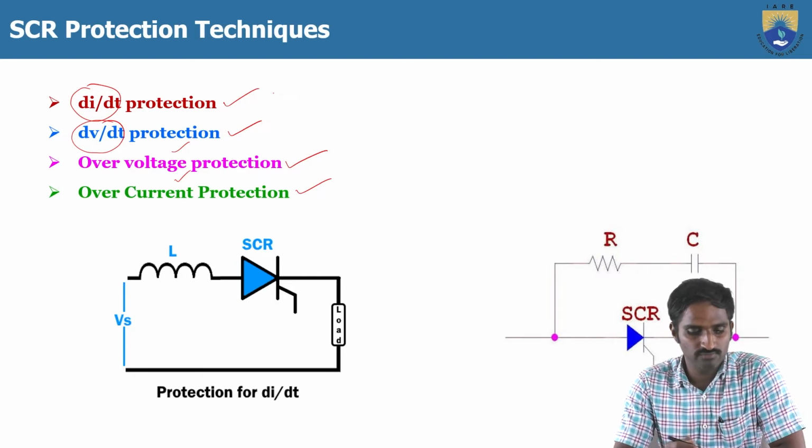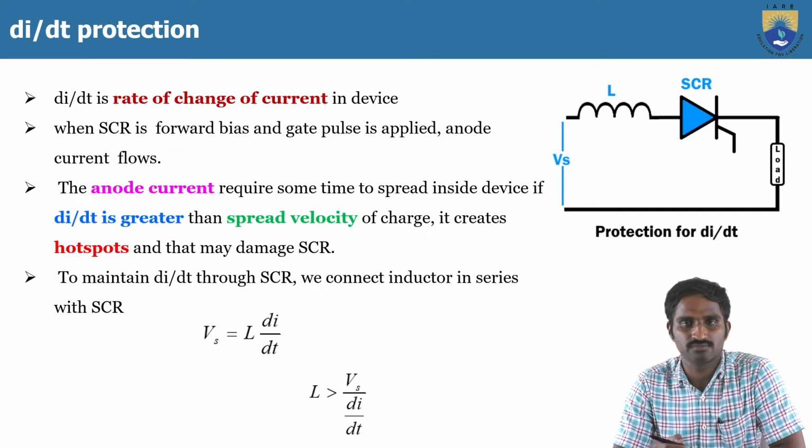Before that, we should know what di by dt and dv by dt are, so that we can know how to protect the thyristors from them. First, we will discuss the di by dt protection. di by dt is nothing but the rate of change of current in the device.